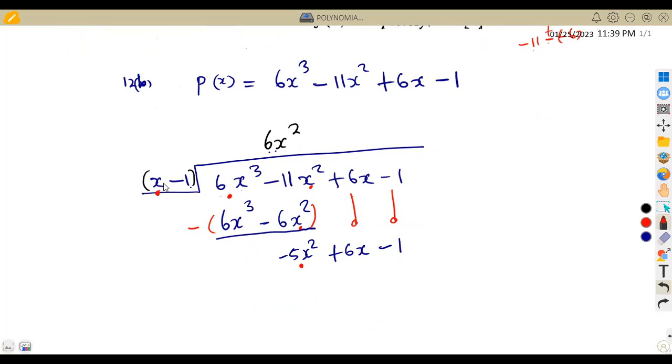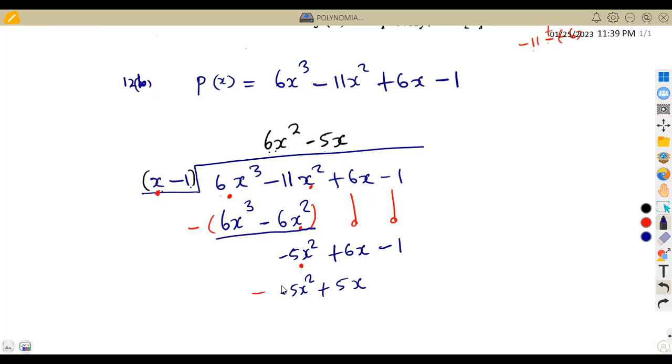-5x squared divided by x. There are 2 of them, so we're going to remain with 1. So this is going to be -5x. All right, so that's negative 5x. After dividing, remember the concept, multiply back to every term which is present. So negative 5x multiplied to x is negative 5x squared. Then negative 5x multiplied to minus 1, that's a positive 5x. Then from there, you can subtract.